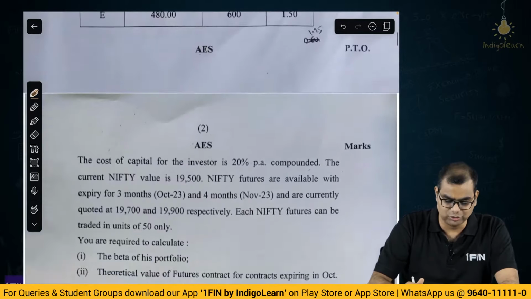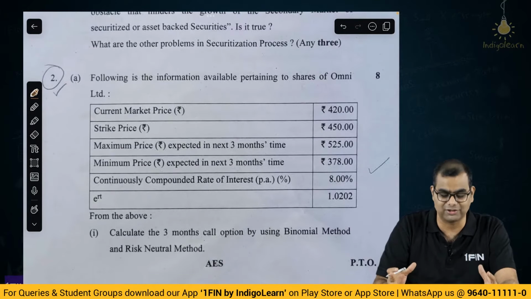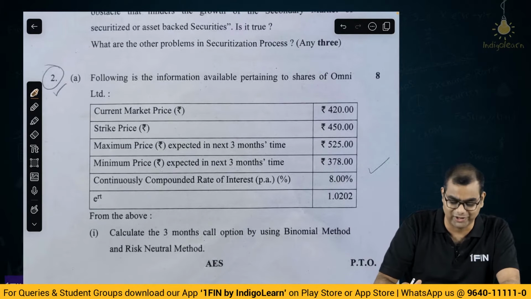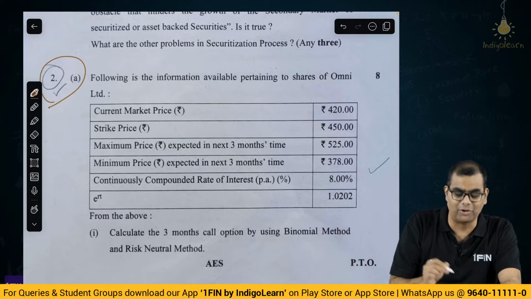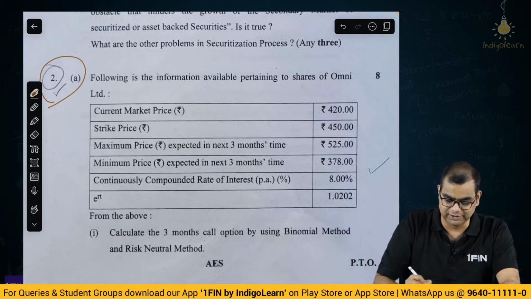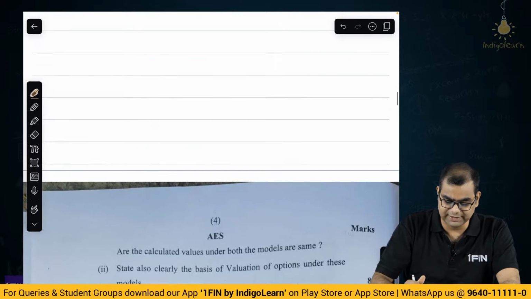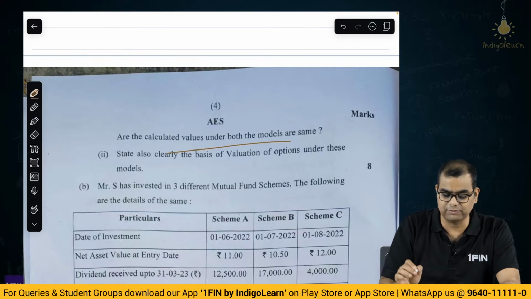So first, coming to this question, which has created a lot of bawal. Bawal means a lot of activity, hyperactivity, and all of that. This is the binomial model question, where they have said calculate the 3 months call option by using binomial method and risk neutral method, and then they have said, are the calculated values under both the models same?